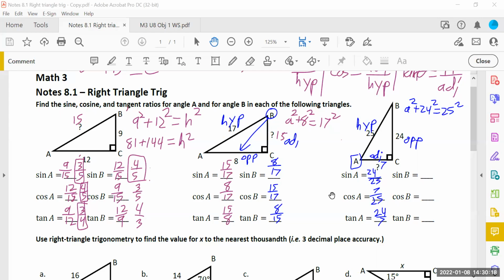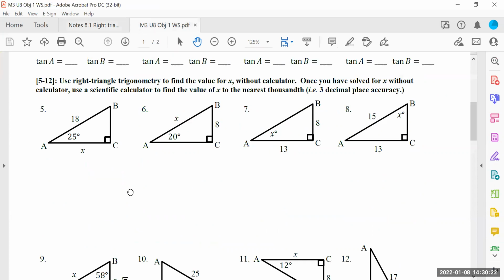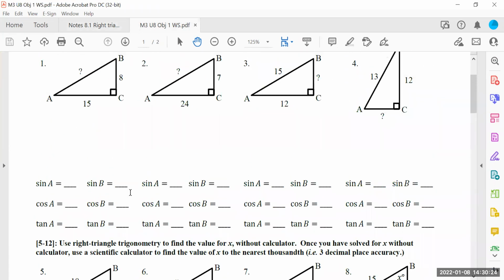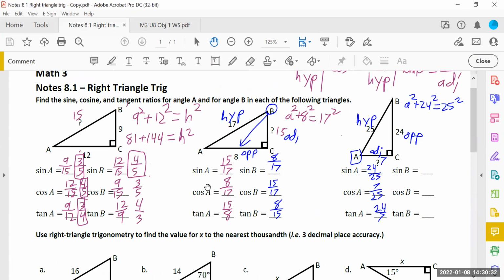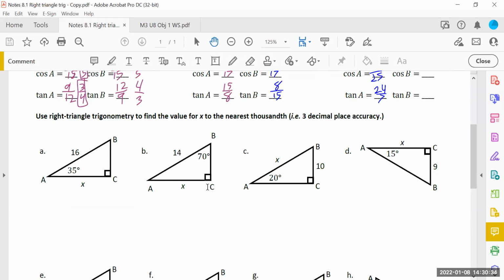All right, for the second part of section 1 of unit 8, the first part should have gotten you enough information that on the homework you should be able to do numbers 1, 2, 3, and 4. It's given you the little hint there of using the Pythagorean theorem. In case you forget, you've got to find that missing side.